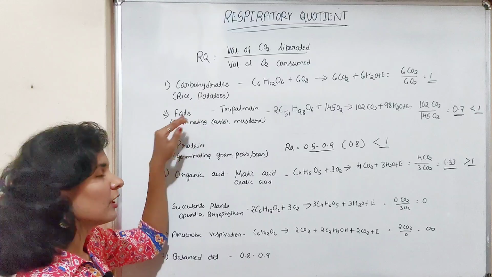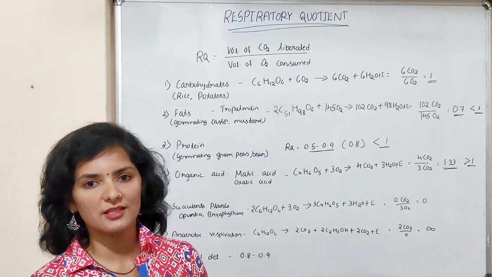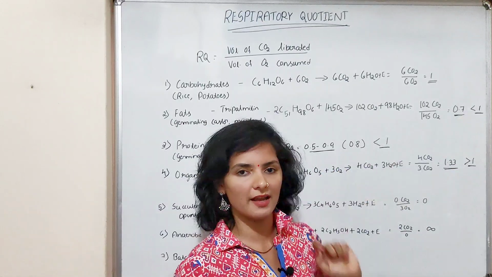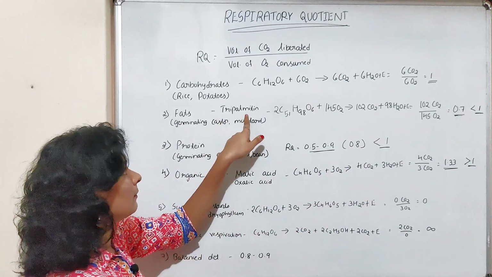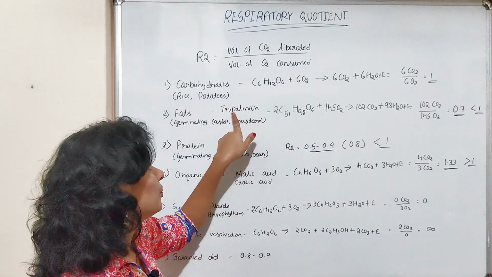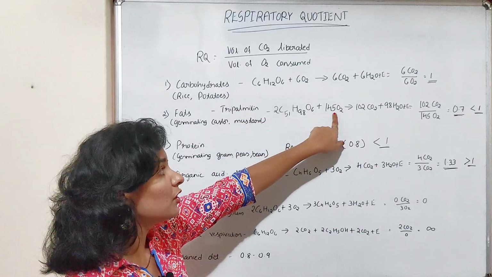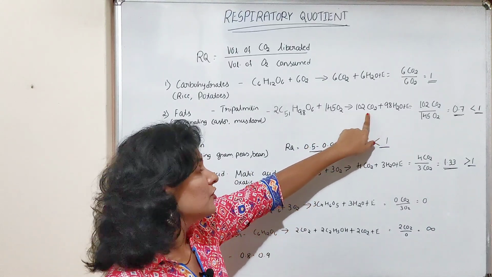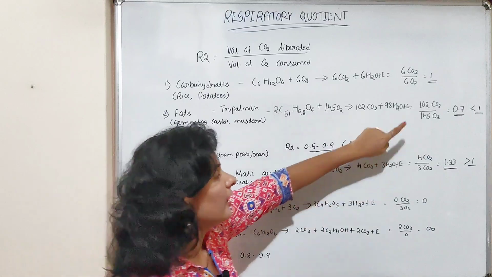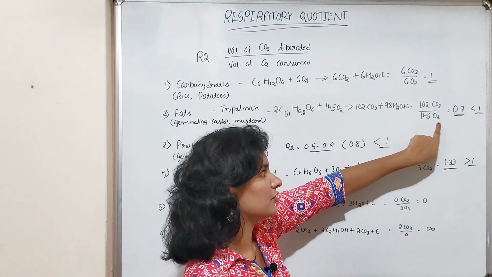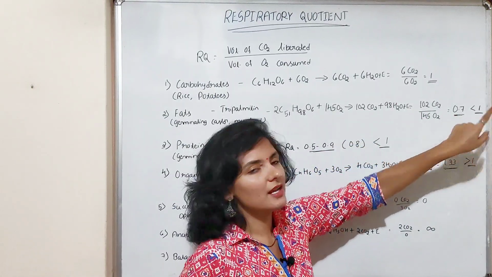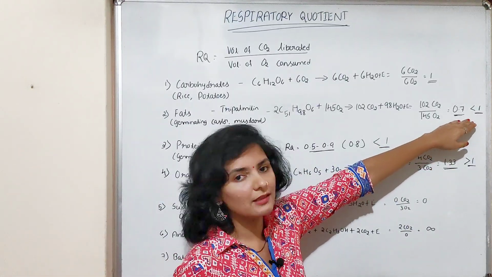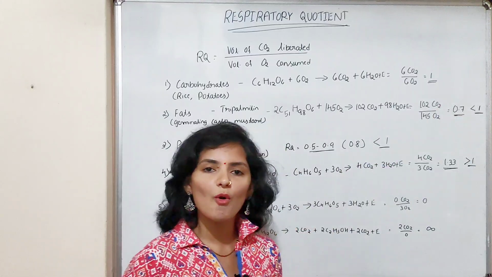Next one is fat. When you take a fat as a substrate during aerobic respiration, or when the fat gets oxidized, the RQ value of the fat is always less than 1. For example, tripalmitin, which is a triglyceride: during the oxidation of tripalmitin, 145 oxygen is used and 102 carbon dioxide is liberated. So the ratio of carbon dioxide to oxygen will be 102 divided by 145, which is 0.7. So 0.7 is less than 1. So the RQ value for fat is always less than 1, and approximately it is 0.7.